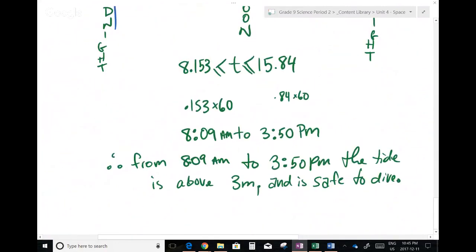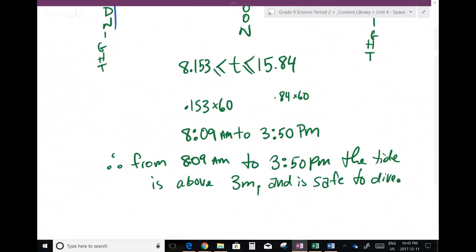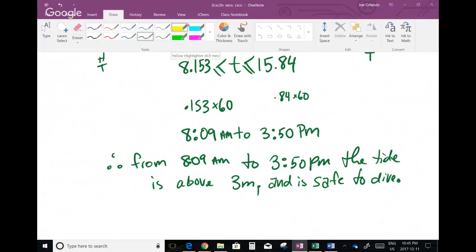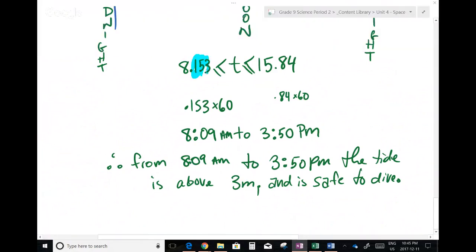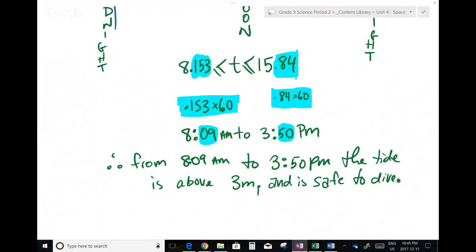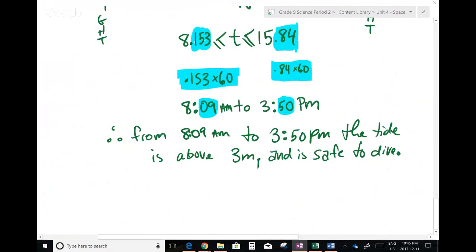Because of my commitment to excellence, I said, wait a minute, we don't talk about time as 8.153. So I took that 0.153 and said there are 60 minutes in an hour. That actually leads to this being 9 minutes. And here, 0.84, again, we don't talk about hours that way. But there's 60 minutes in an hour, so 0.84 times 60 should yield us 50 minutes. And so from that, we can know that from 8:09 a.m. to 3:50 p.m., the tide's above 3 meters and it's safe to dive in.